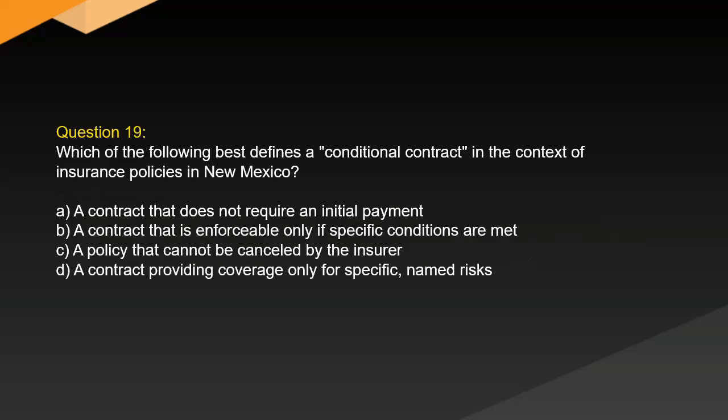Question 19. Which of the following best defines a conditional contract in the context of insurance policies in New Mexico? A. A contract that does not require an initial payment. B. A contract that is enforceable only if specific conditions are met. C. A policy that cannot be canceled by the insurer. D. A contract providing coverage only for specific named risks.